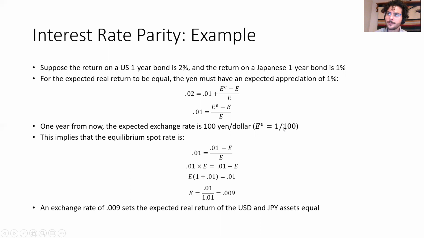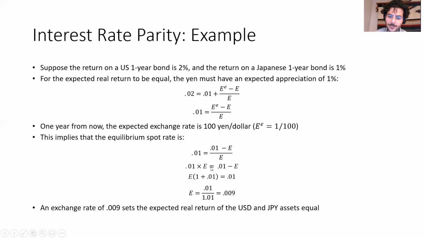So there is 1/100th of a dollar per yen. So if we plug this into the interest rate parity condition, we can then solve for the spot rate currently. So we have 0.01 equals (0.01 minus E) over E. So this is the expected appreciation of the yen here, and this is the spot rate.